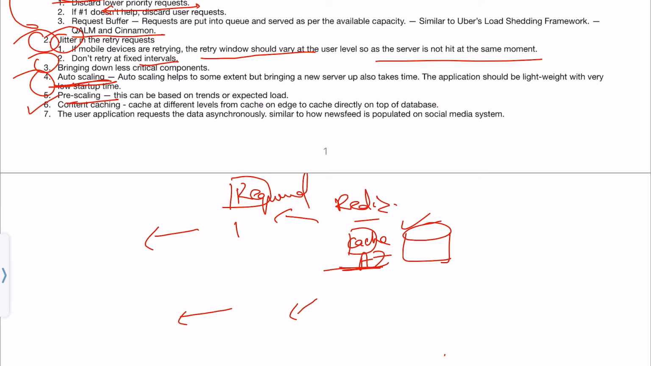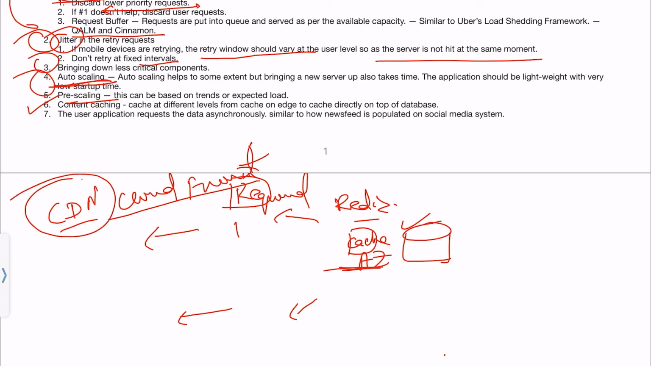Let's say you are using CDN solutions, such as CloudFront or Cloudflare. So you are using any of these CDN technologies to cache the content near to users, so that your servers do not receive those requests and they are served beforehand only. Okay, so this is what we mean by content cache. Wherever possible, cache the content.